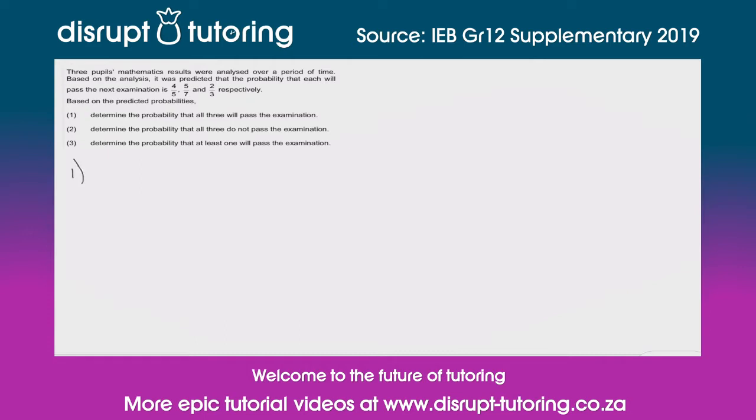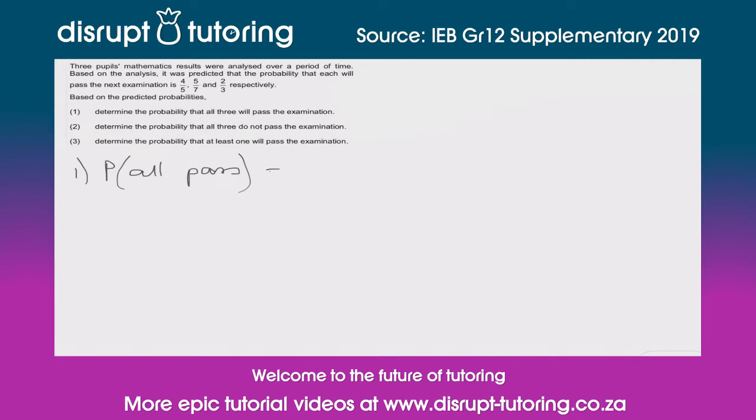Okay, so what is the probability that all pass? Right, so in this case, what do we have? They've given us probabilities of each of them passing, so all we need to do is multiply those 3 probabilities together. So it's 4/5 times 5/7 times 2/3. Once we multiply those together, we will get the answer of 8/21. So it's going to be 8/21, and that gives us the probability that all of them pass.